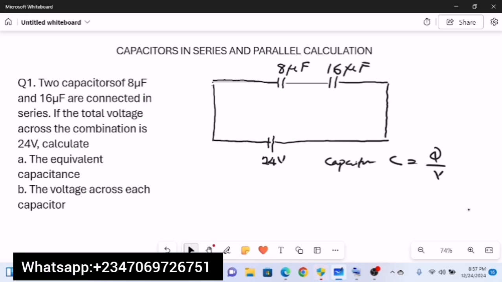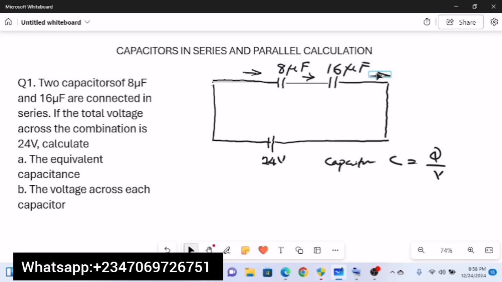Capacitors are said to be in series when the same charge flows through them. So what comes out from this source is the charge, right? This charge flows in this direction, entering this capacitor, then flows out of this capacitor, and then enters this capacitor and also flows out. So it is still the same charge that flows through each of these capacitors, which is why they are said to be in series. So when the same charge flows through them, they are simply said to be in series.